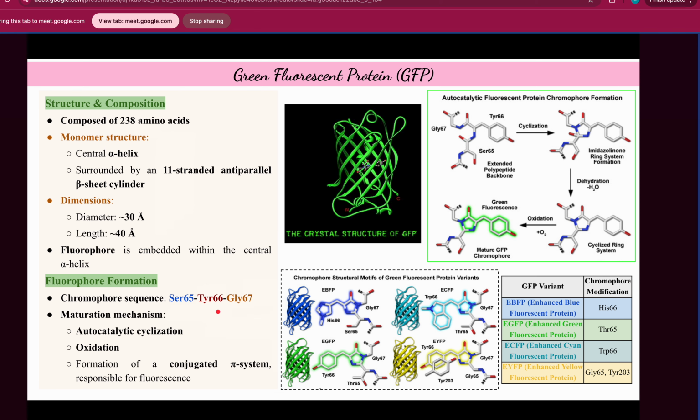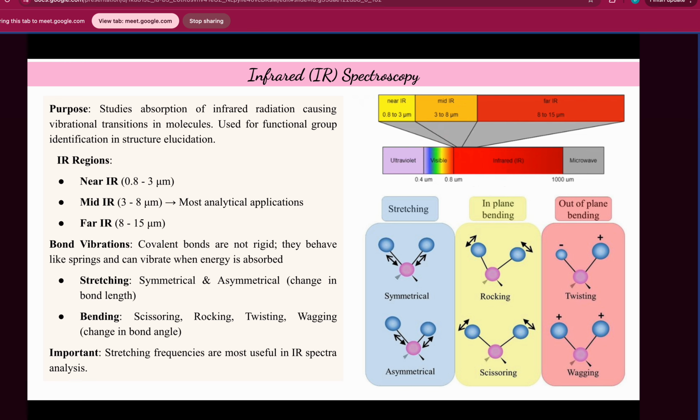So we are not just changing it to any other random amino acids. So this thing has to be kept in mind. And now we will move to infrared spectroscopy.